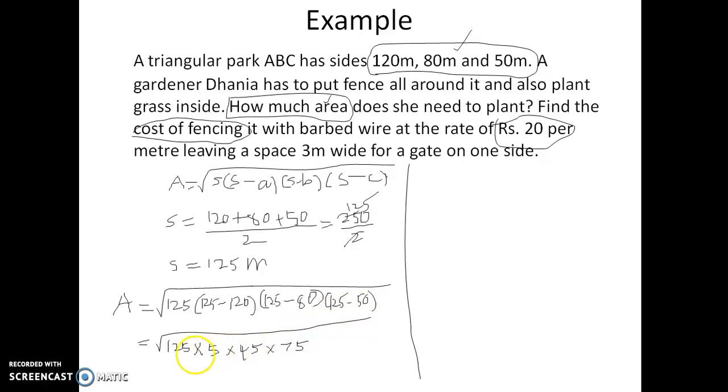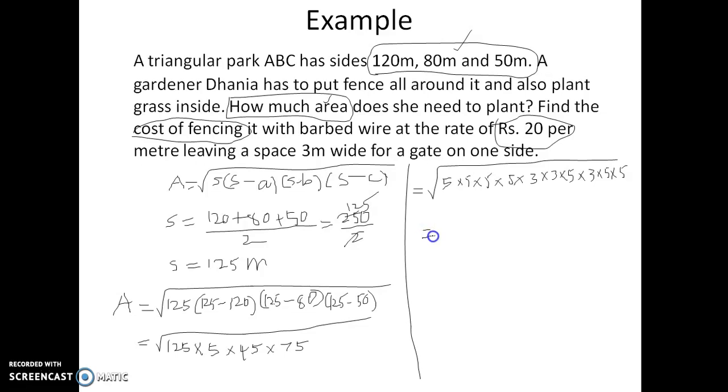Here except 5, the remaining numbers are composite numbers, so we have to factorize using prime factors. The square root of 125 can be split as 5 into 5 into 5, and one more 5 is there in the next one, and into 45. This 45 can be split as 3 into 5, the prime factorization. And 75 can be split as 3 into 5 into 5.